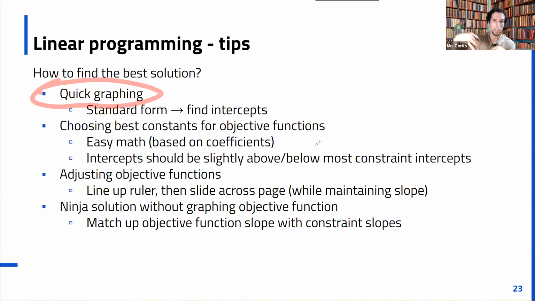too small, you can easily adjust, and you can graph a whole bunch of those iso lines, iso profit, iso cost, just really quickly. It won't take you a lot of extra time to do another one if you do the standard form and the 2 intercepts thing. So that's quick, but we have been doing that every time.